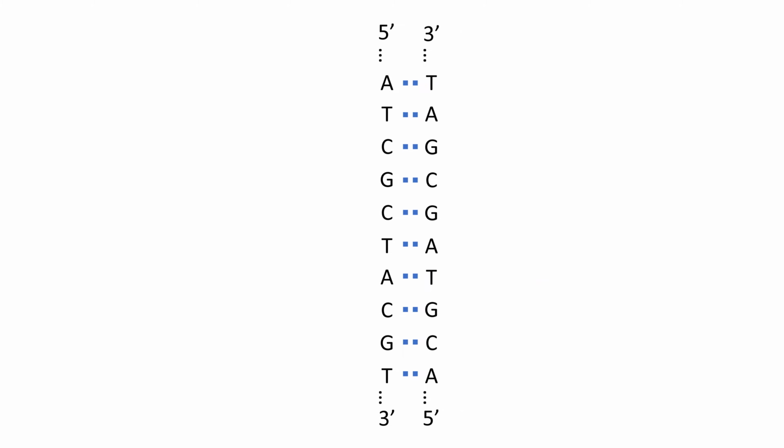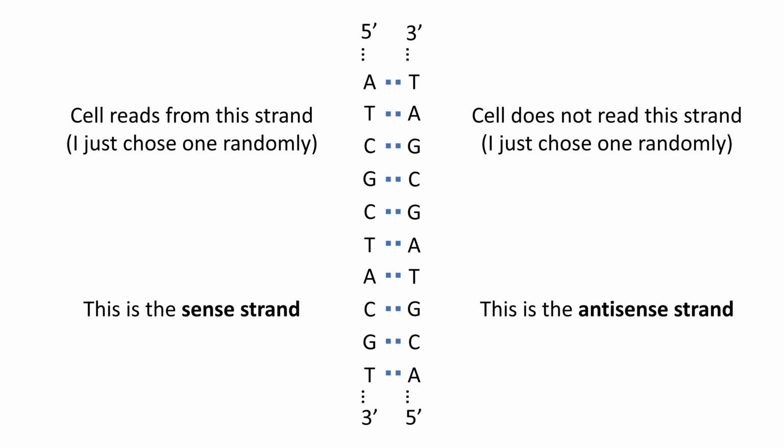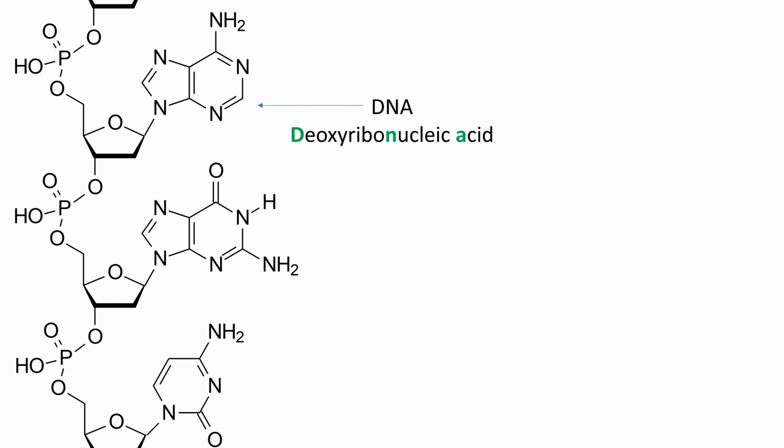Usually, only one side of the DNA in any given region actually gets read by the cell. Again, the other side technically has the same information content, but it's written as the exact opposite of what the cell wants to read. We call the nucleic acid strands that have readable information the sense strands, and the other strands the antisense strands.